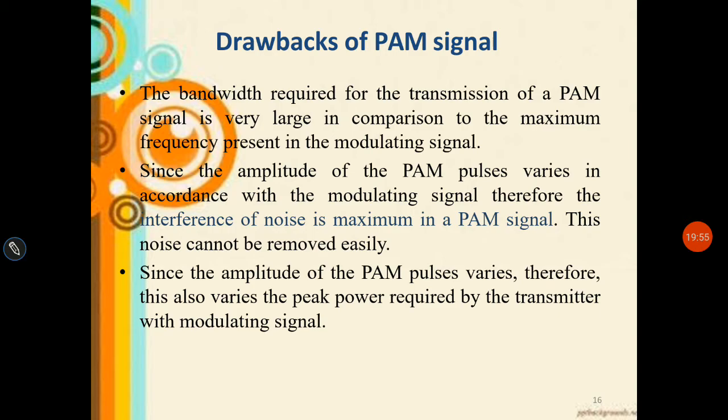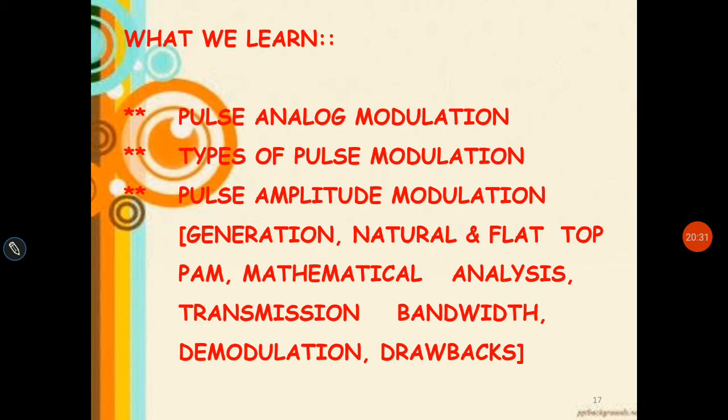So these are the three drawbacks of the PAM signal. First one is the bandwidth requirement is very high. Second one is the noise will not be eliminated or removed easily. And the third, the peak power requirement is varying. It will not be a constant value. It has to be a varying value depending on the modulating signal to transmit the modulating signal. So these are the very important drawbacks of the PAM signal.